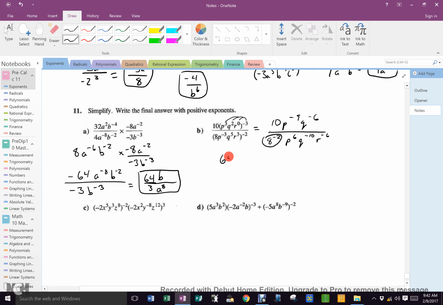So I get 640. Negative 9 minus 6 is p to the negative 15, so that's got to go down there. And negative 6 minus minus 10 is plus 4, so q to the positive 4. And this negative 6 makes the r have to come up.